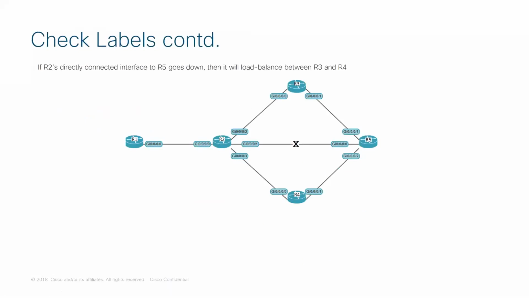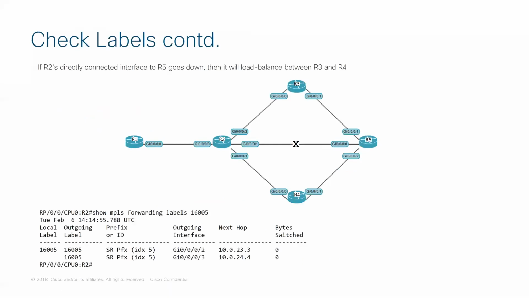If R2's directly connected interface to R5 goes down, then it will load balance. This is another good thing with SR. LDP doesn't load balance by itself, right? Your load balancing comes if the prefix is load balanced in the RIB. In the RIB, if you have two next hops, then with LDP you will have two different labels, but you can load balance. In the case of SR, it load balances again with the same label.